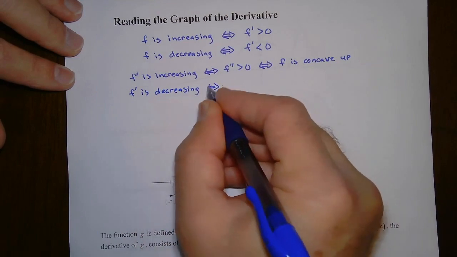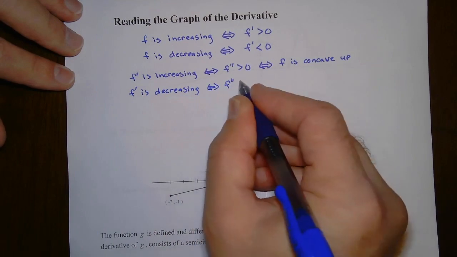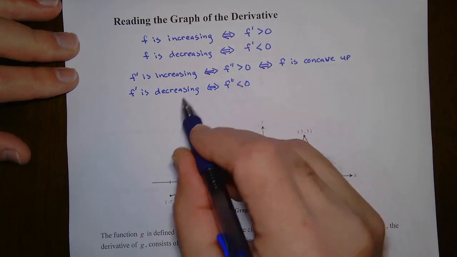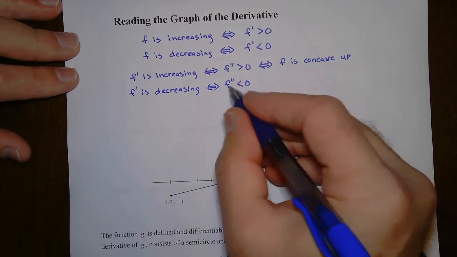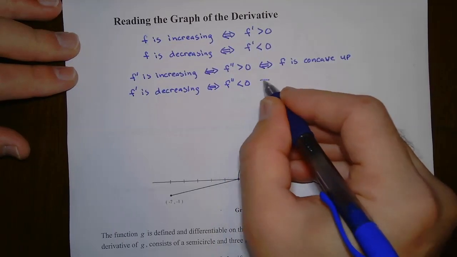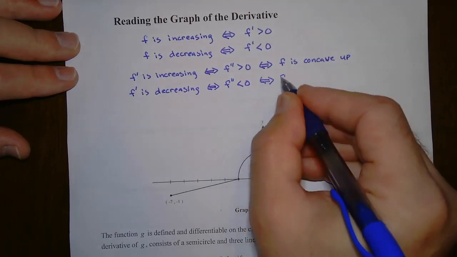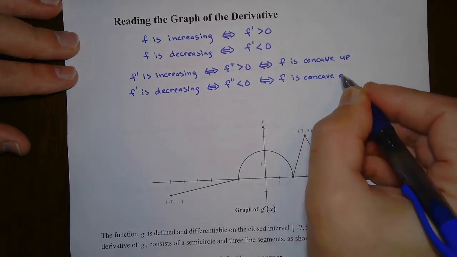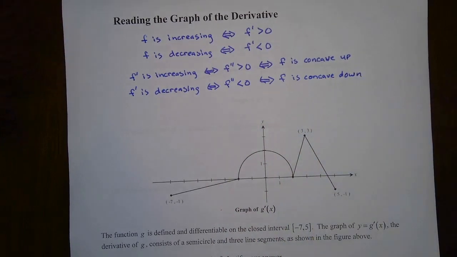Now, if f prime is decreasing, that would tell us that f double prime is less than 0, okay? So one derivative away, that would mean it would be negative. And since f double prime is negative there, that would tell us that f is concave down. So my point of this is, if we look at the derivative graph, it can tell us where f is increasing and where it's decreasing. And it can also tell us where f is concave up and concave down, okay?